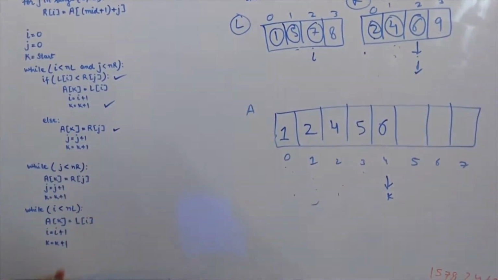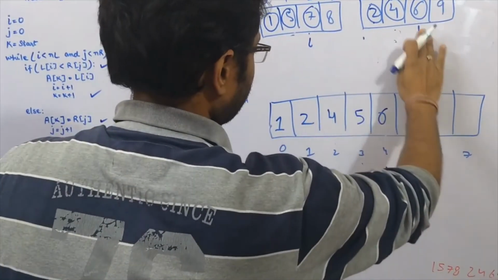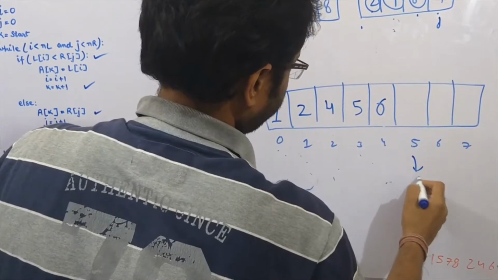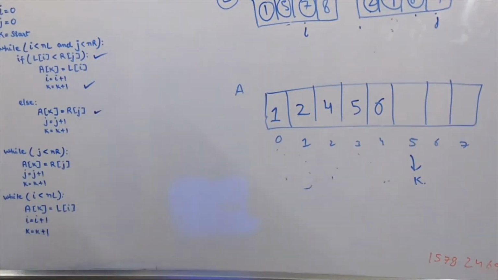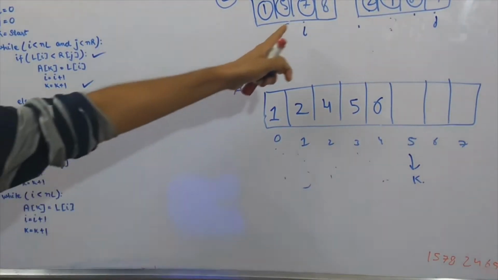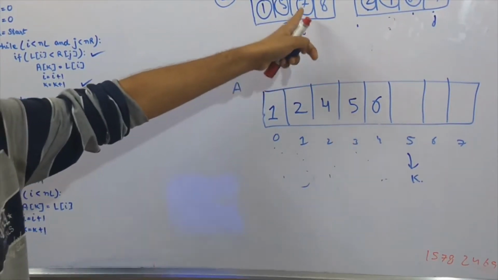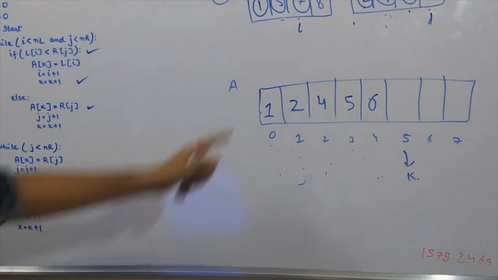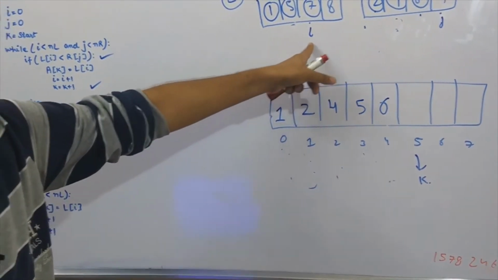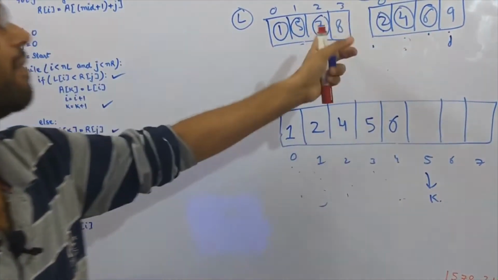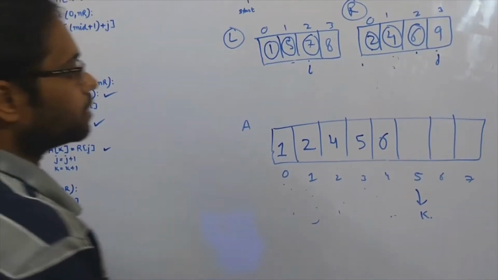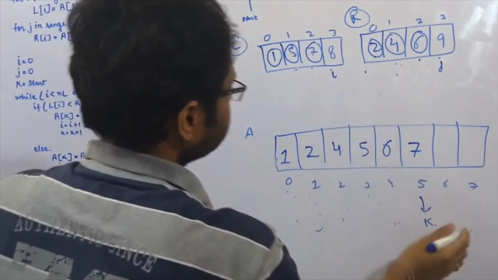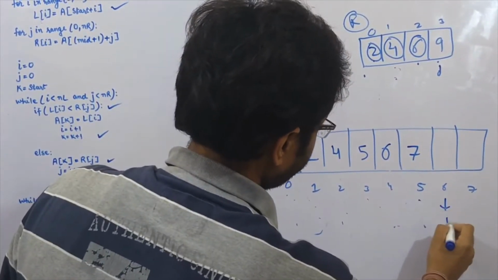Now j will be incremented and k will be incremented. So now i is positioned here and j is positioned there. Now we will compare L of i with R of j. 7 and 9 are compared. Which one is lesser? 7. So we will copy the 7, increment i and increment k.